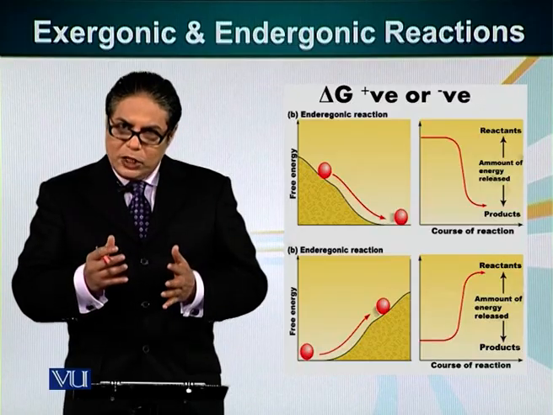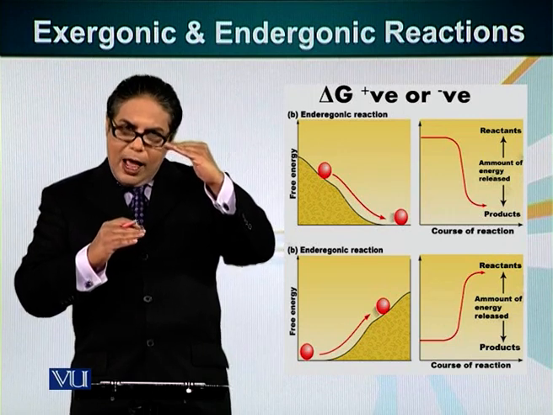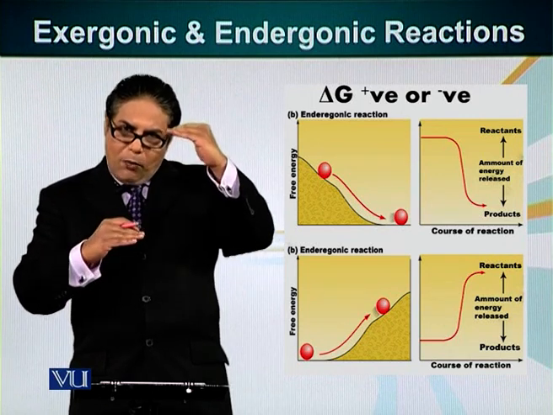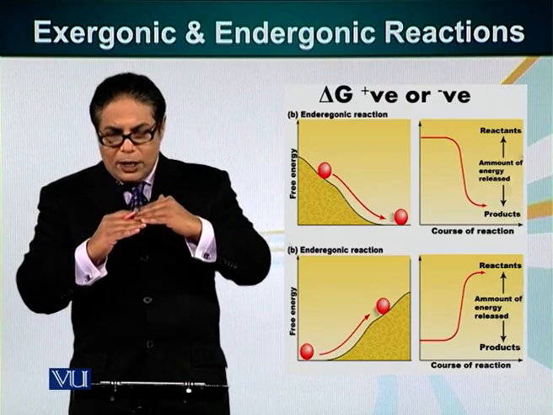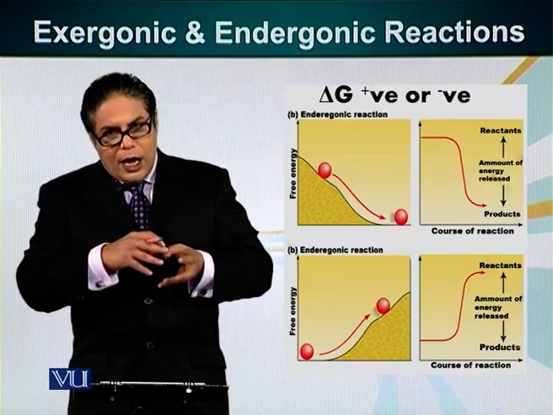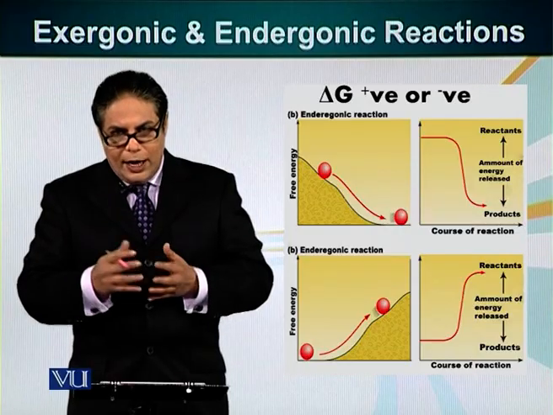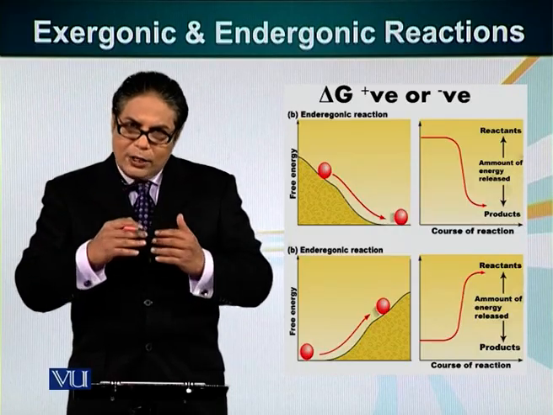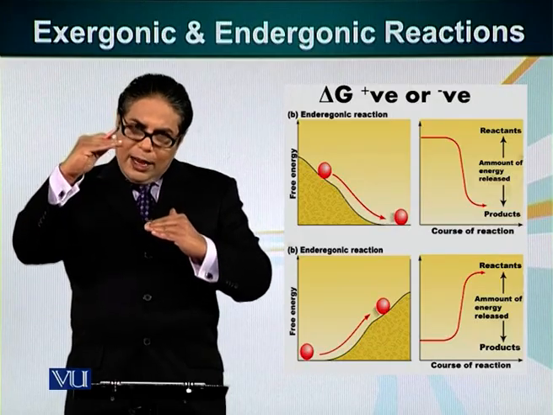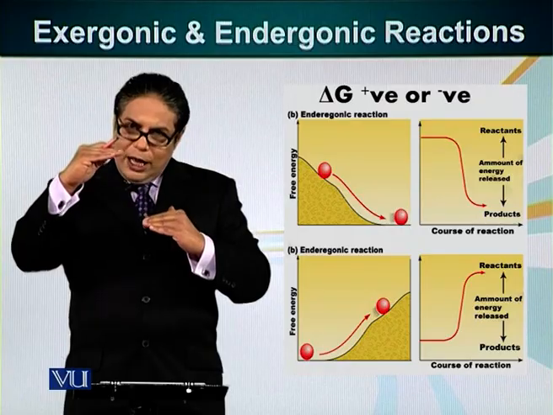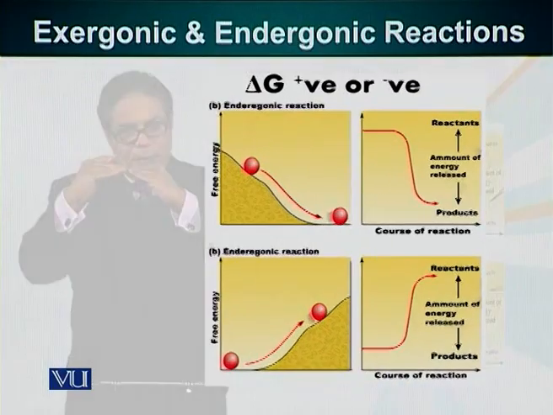In one type of reaction, the reactants are at a higher energy level, and when the reactants are converted to products, the products are at a lower energy level, so energy is released from the system. These are the exothermic or exergonic reactions. In the other case, endothermic or endergonic reactions, the reactants are at a lower energy level, and the products are at a higher energy level. We have to provide energy to the reactants so they become products.